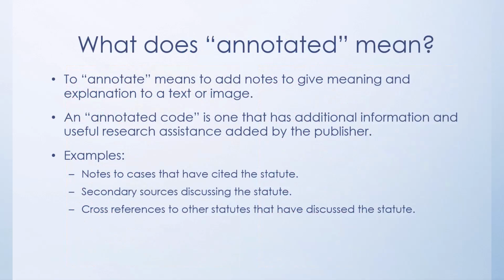Now, what does annotated mean? You probably noted the word annotated in some of the titles. All of these unofficial codes are annotated. To annotate means to add notes to give meaning and explanation to a text or image. An annotated code is one that has additional information and useful research assistance added by the publisher. You will almost always want to use annotated codes because they provide so much research help. We will talk more about annotations in the codes later.